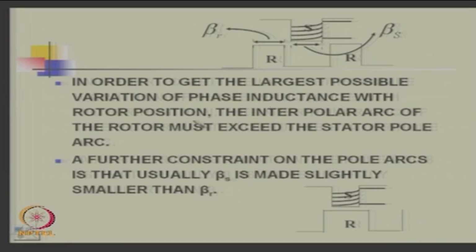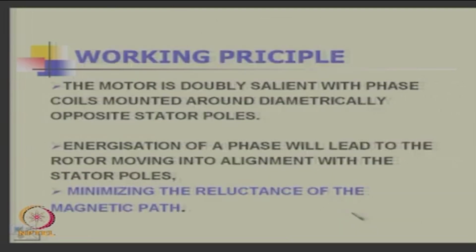So, in order to get the largest possible variation of phase inductance with rotor position, the interpolar arc of the rotor must exceed the rotor pole arc, right. This is the interpolar arc and this is the stator pole arc. Because then there must be a gap. A further constraint on the pole arc is that beta s is made slightly smaller than beta r. See, this is beta s and this is beta r, it is generally small. These are some of the design considerations.